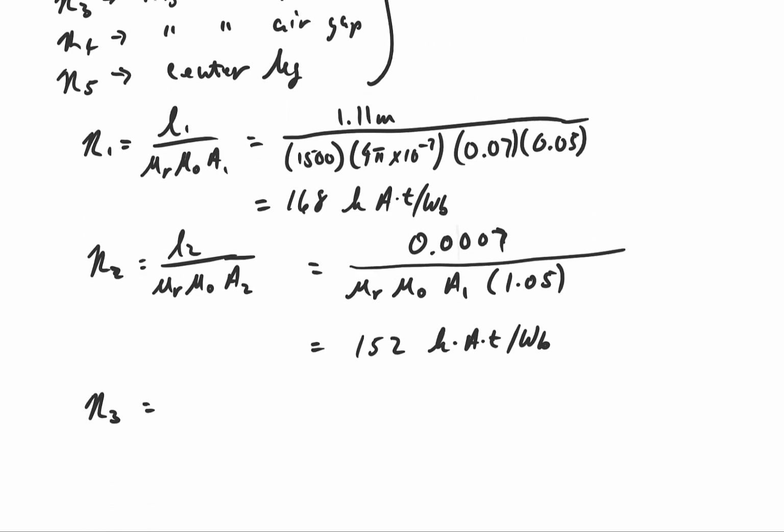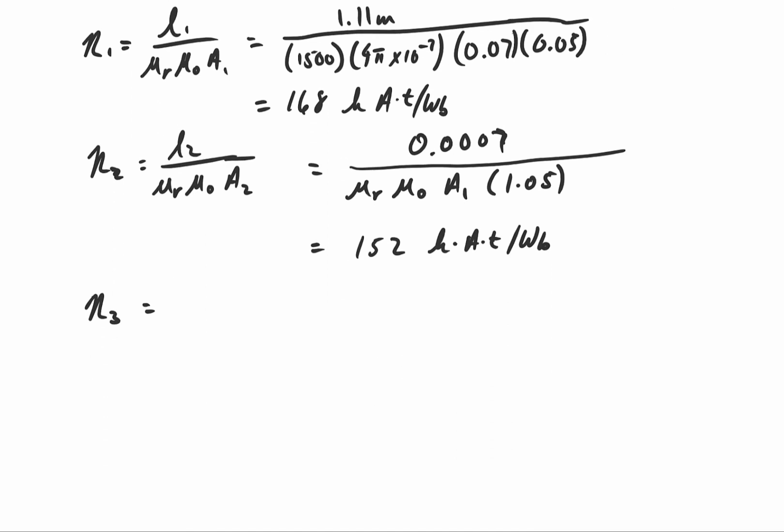R3 is the right-hand portion. So we've got this symmetry here, so it's going to be the same as R1. So this is 1.11 divided by mu r, mu naught, A3, which is the same as A1. So this equals 168,000 ampere turns per Weber.